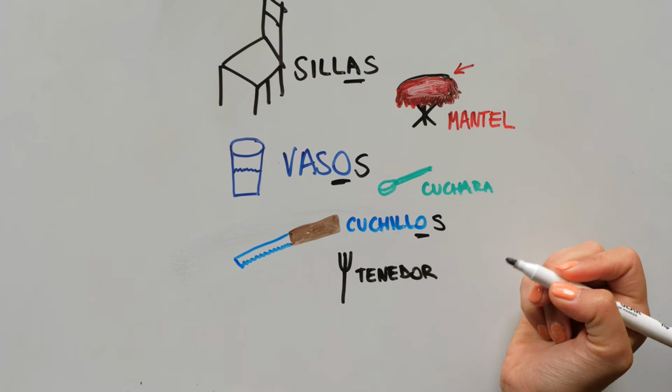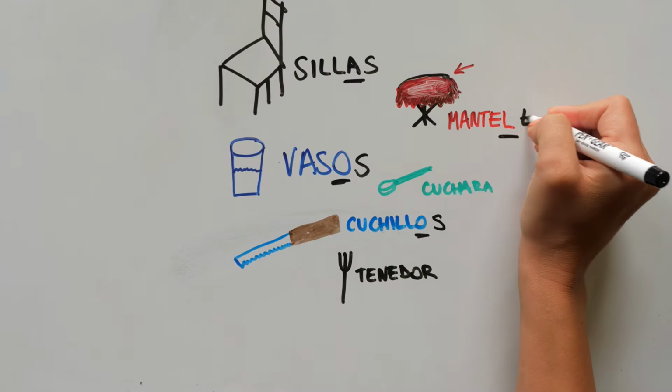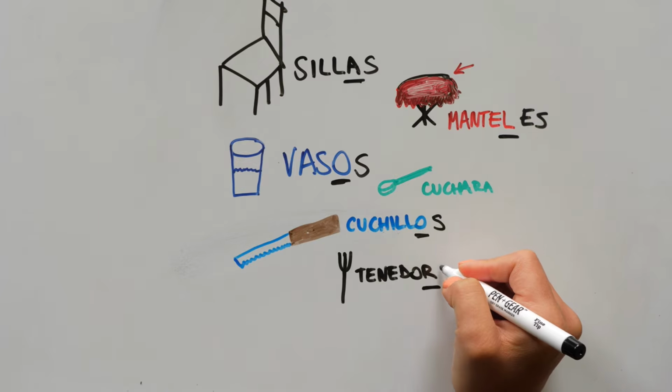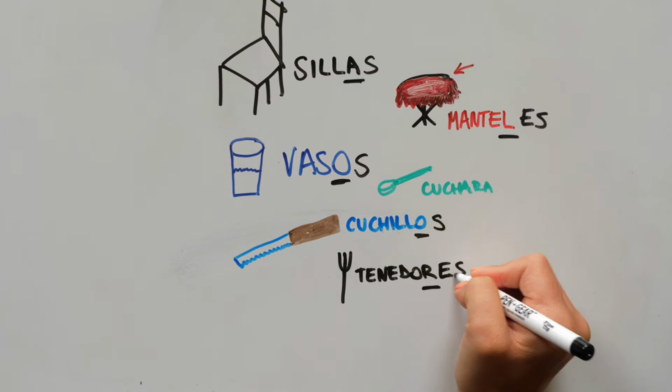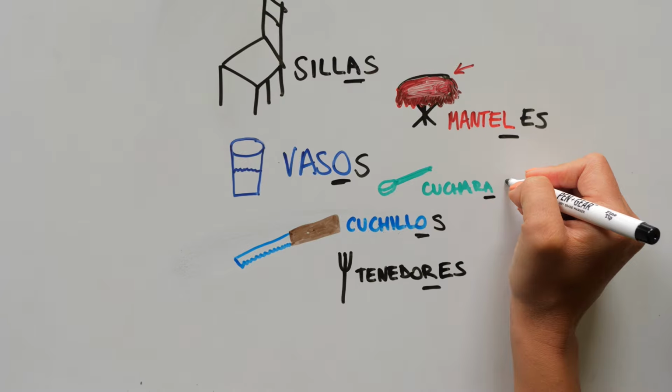What about mantel? It ends in a consonant, we add ES, manteles. Tenedor, again, a consonant, es, tenedores. And finally, cuchara ends in a, which is a vowel, therefore cucharas is the plural.